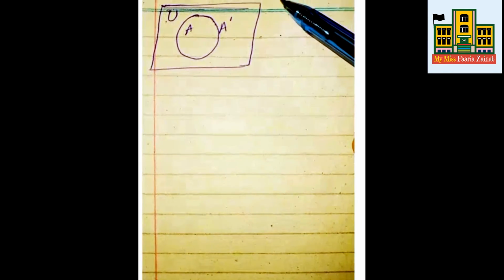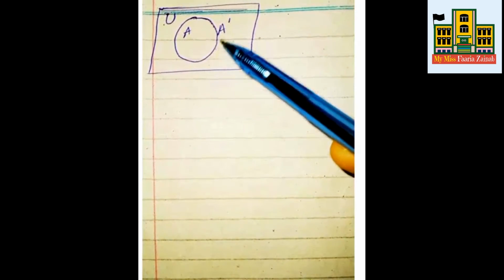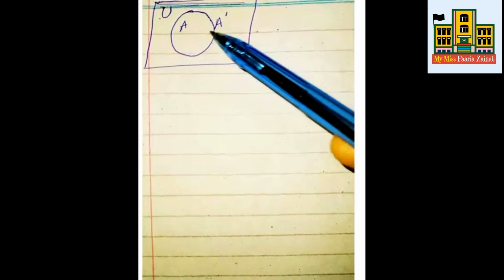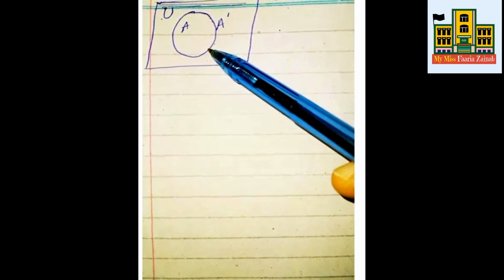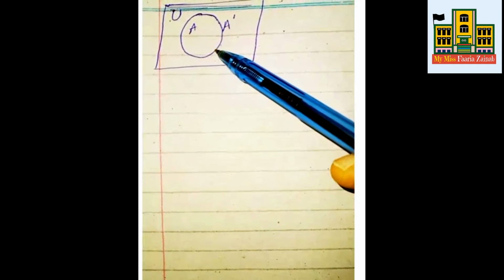And when we take the complement of a set, we will draw like this, a closed figure with universal set, and then inside it a closed figure of the set of which we are taking the complement.